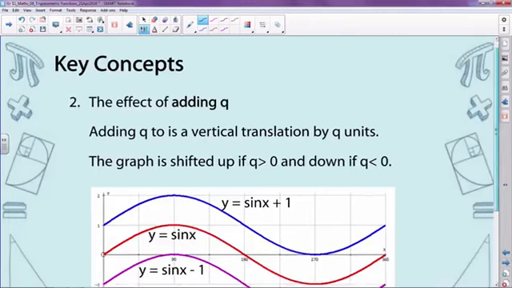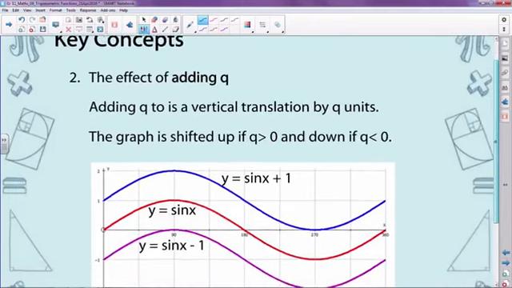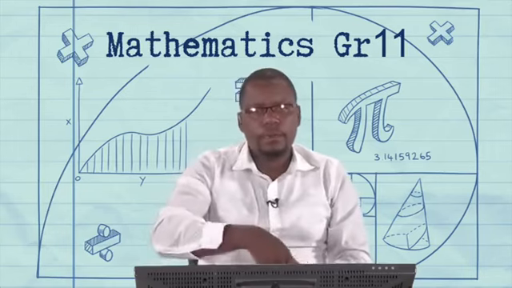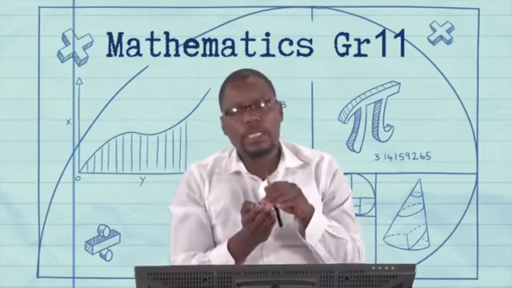Okay. Now what about the effect of adding a q in that graph, right? You've got y equals to sine x. Now I have y equals to sine x plus 1. What has happened to the graph of y equals to sine x if you are adding a 1, right? Like you were doing with your parabola, straight line, your hyperbola, and so forth. What happens if you add a 1? You are pulling the graph 1 unit up, all right?